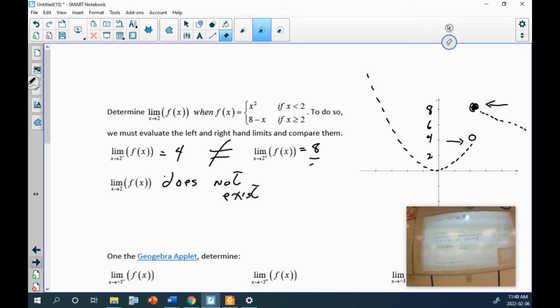as we're approaching 2. We have one approaching 2 from the positive, one approaching 2 from the negative, but none approaching 2, because the two do not match. Now let me just open up this applet. We can go through the work.